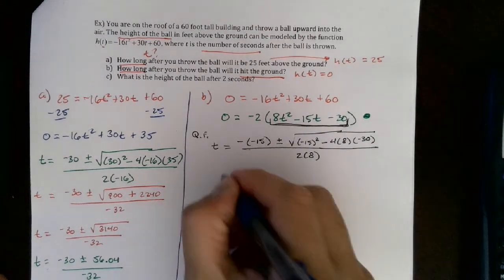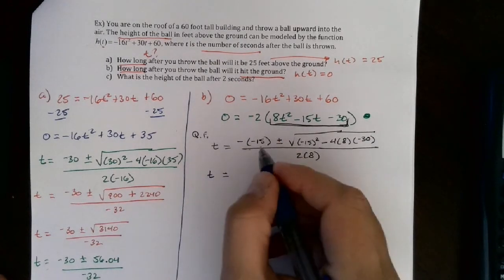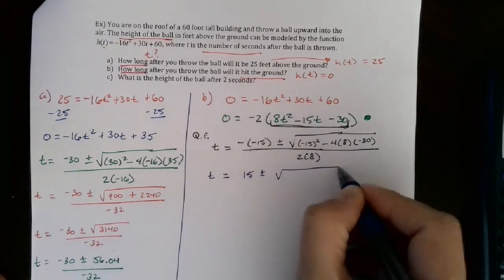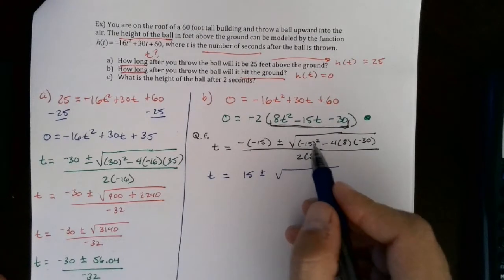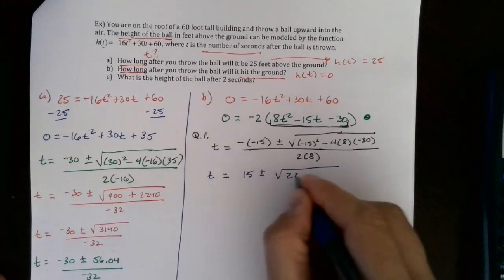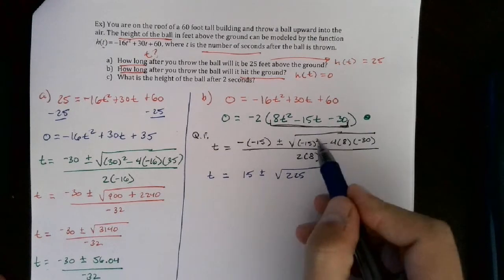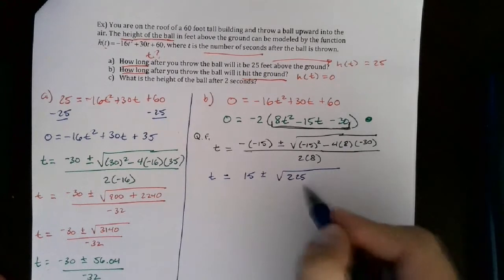Let's simplify it. So we end up with t equals, this is negative negative 15, which just makes it positive 15, plus or minus the square root of negative 15 squared. A negative times a negative makes it a positive. 15 squared is 225. If you don't know it, you can use your calculator. Just make sure you understand that it should be a positive number, right? A negative squared makes it positive. If you don't type it correctly in your calculator, you might not get the right answer.